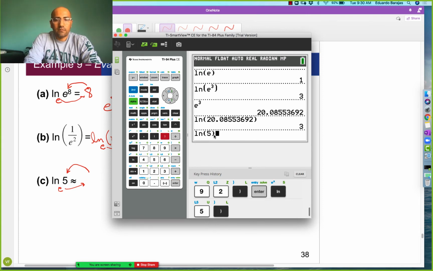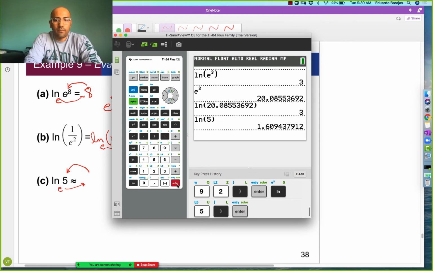Okay, so now we can find the answer at ln of 5. E to what decimal equals 5? I know it's got to be bigger than 1, because e to the 1 power is 2.718, right? And I know that it's got to be less than 2, because e to the 2nd power is 2.718 squared, and that's got to be bigger than 5. So here's our answer: 1.60943791 dot dot dot.